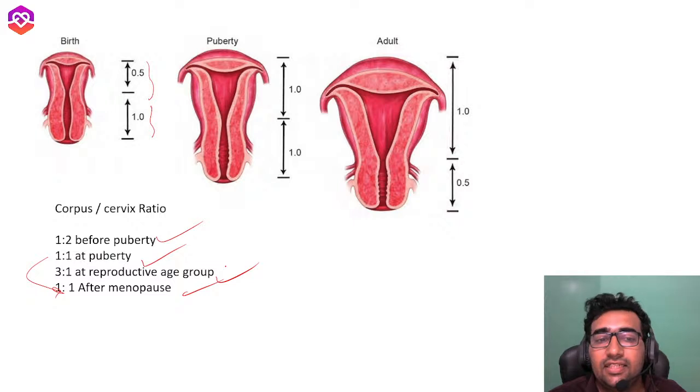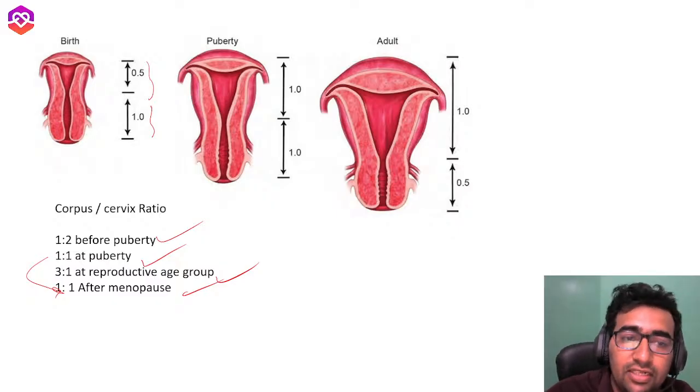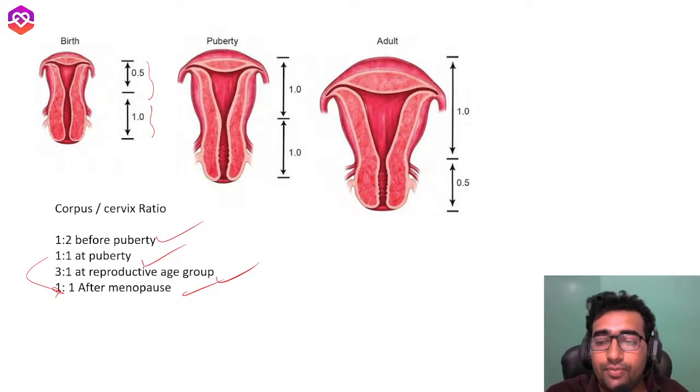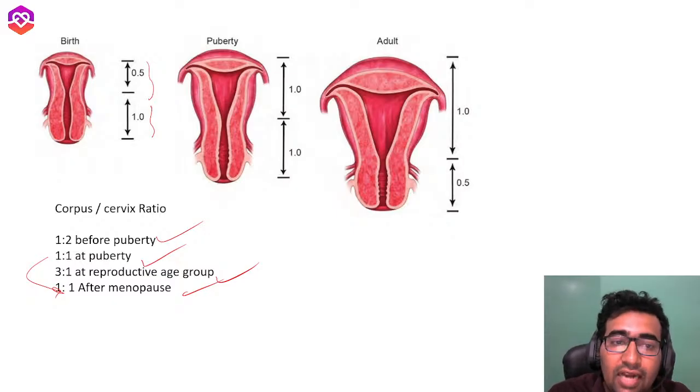You have to study that. At puberty, the corpus cervix ratio is 1:1. At reproductive age, it is 3:1, and 1:1 after menopause also. But before puberty, it is just opposite. Cervix is lengthier and the ratio is 1:2 before puberty. So at puberty 1:1, at reproductive age 3:1. You have to understand that.